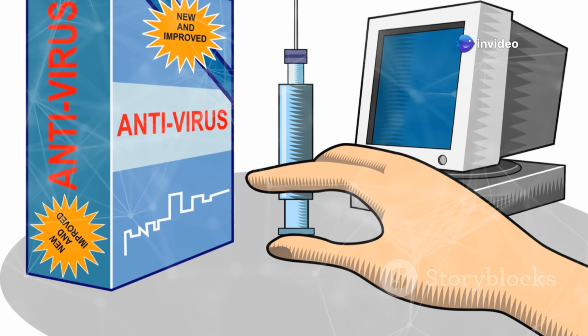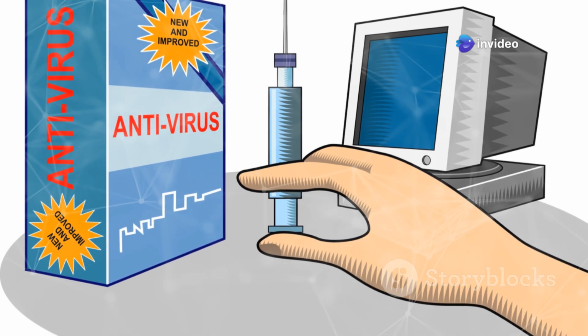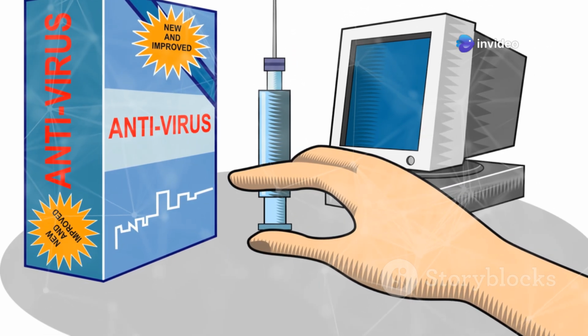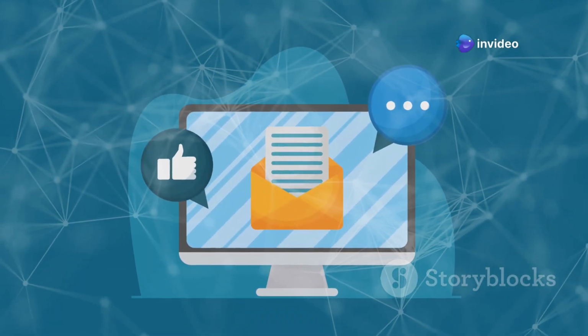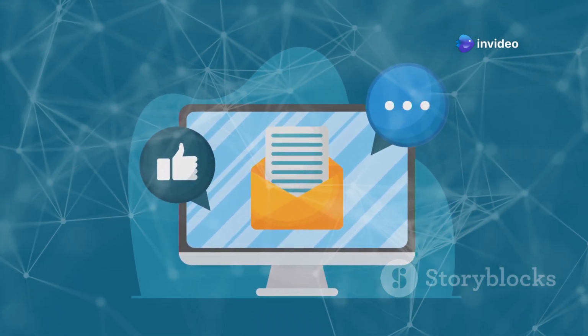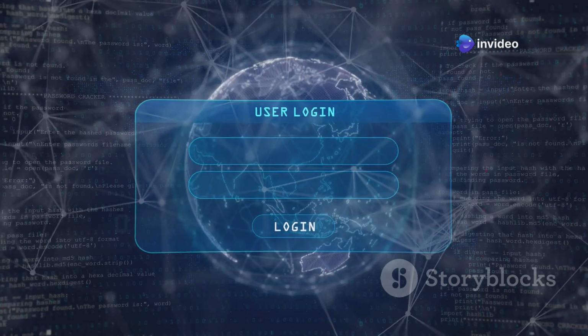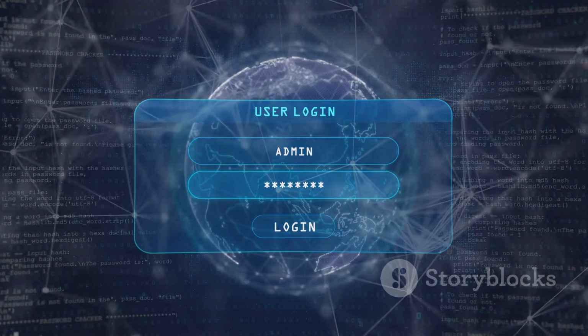Antivirus software acts like a digital bodyguard, scanning your system for known viruses and blocking them before they can do any damage. But antivirus software alone isn't enough. You also need to be smart about your online behavior. Avoid clicking on suspicious links or opening email attachments from unknown senders. Remember, if it looks too good to be true, it probably is.